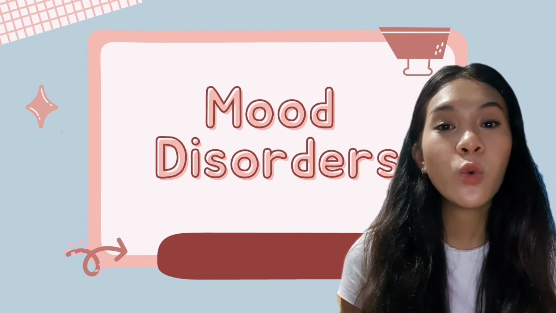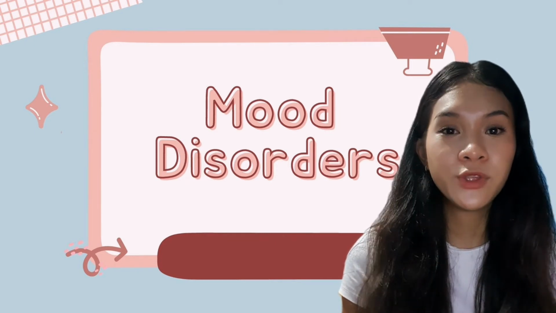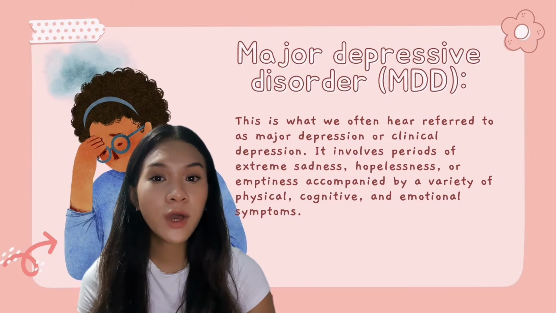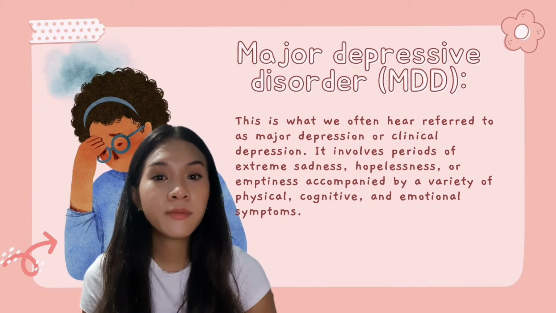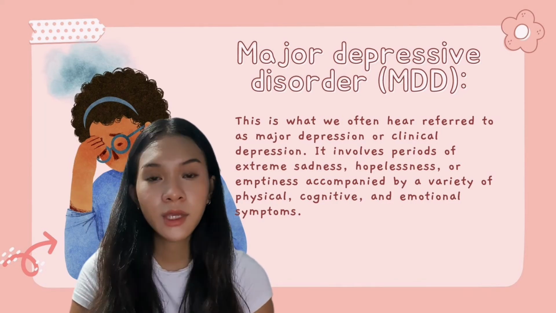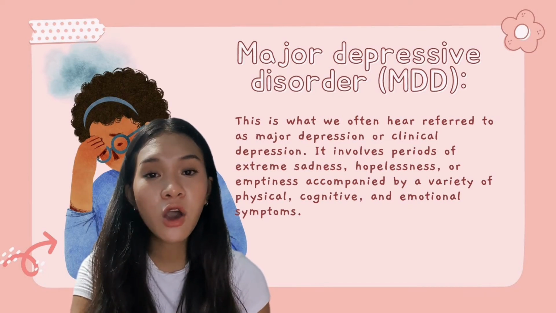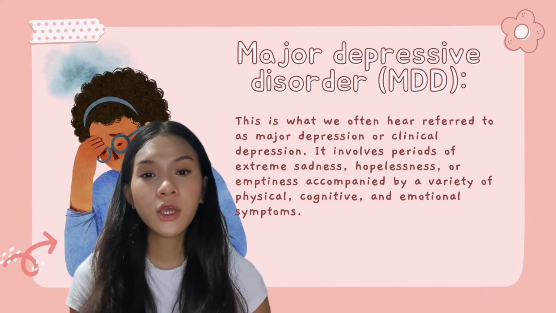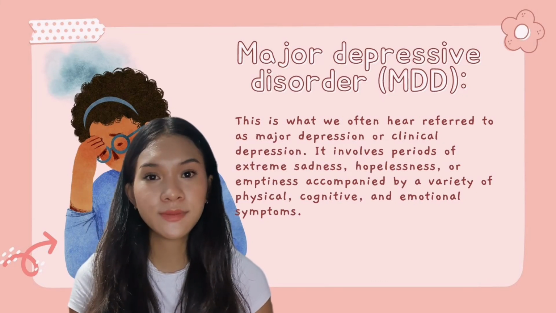Now that we have found out what mood disorder is, including its disease process, we will now talk about the types of mood disorder. Major depressive disorder, or MDD, is one type of mood disorder. It is often referred to as clinical depression or major depression. It is quite common but a serious mood disorder. It involves periods of extreme sadness, hopelessness, or emptiness, accompanied by cognitive, physical, or emotional symptoms. To be diagnosed with MDD, the symptoms must be present for at least 2 weeks.